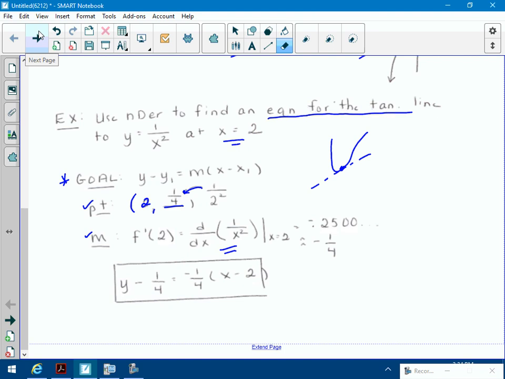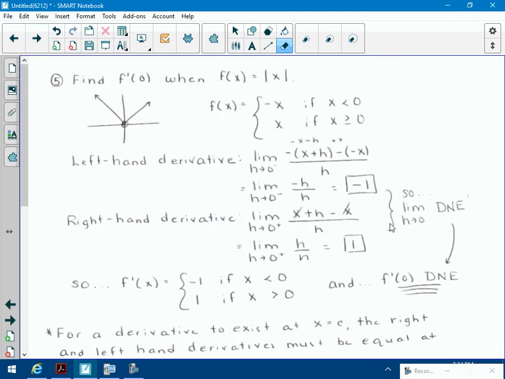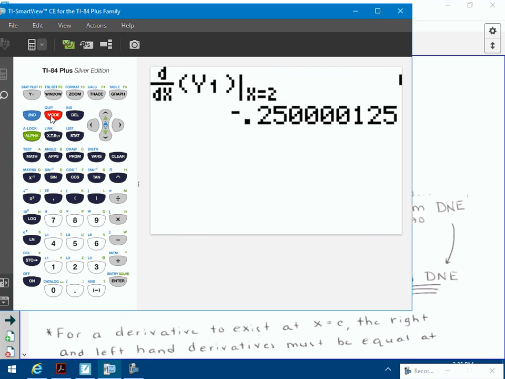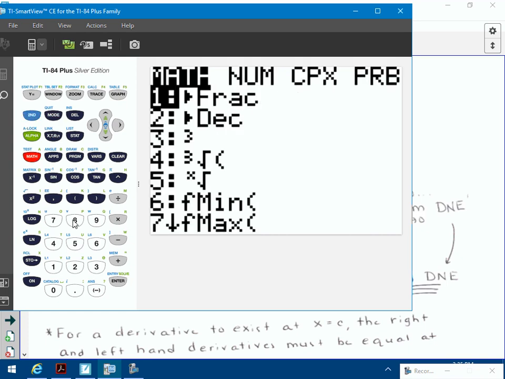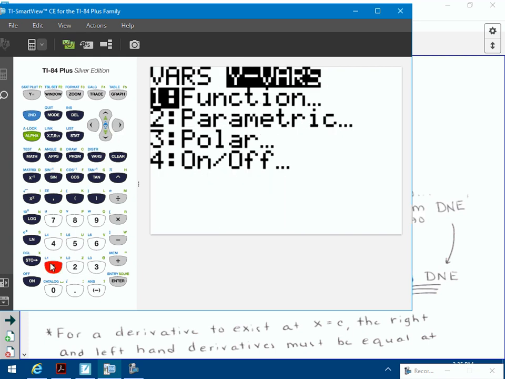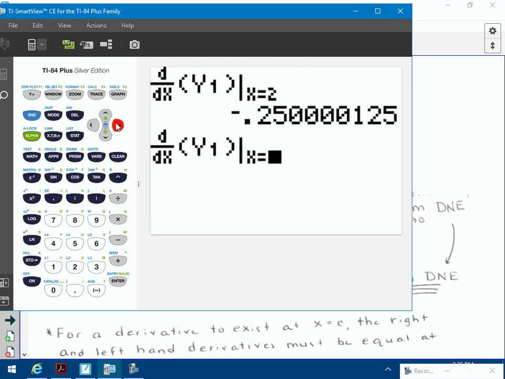The other thing I wanted to go through quickly was a question like this. Find f prime of 0 when f of x is the absolute value of x. Now, I'm actually not sure what nDeriv would tell us. Let's see. If I plug in absolute value of x, and then I did the derivative at 0, so d over dx of that absolute value function at x equals 0. I wonder what the calculator will tell us. Okay, now it says 0.